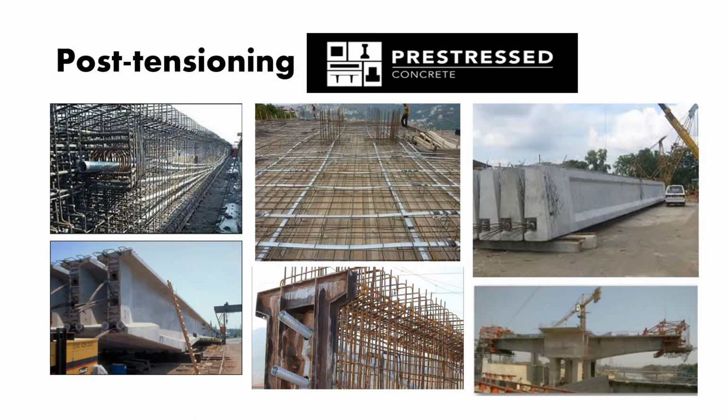So these are some actual photos of the post-tensioning method. You can see the steel and the concrete work. Before that, you have a duct here. This is a duct, and it is inserted into the concrete, so it will be cast. Once it is cast, it will be pulled with the hydraulic jacks, and then the steel will be inserted. After it is done, it will be cut off.